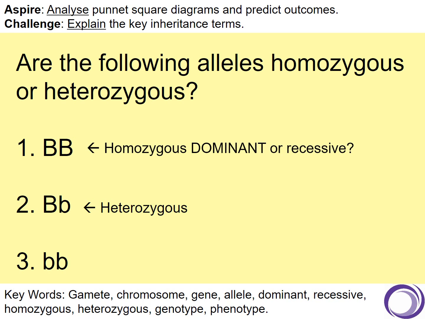And last but not least, small b. Write your answers down. Okay, if you went for homozygous recessive, you are absolutely right, because two little letters mean recessive alleles and they are both the same, so it has to be homozygous recessive. Well done if you got those right. These keywords are really, really important.